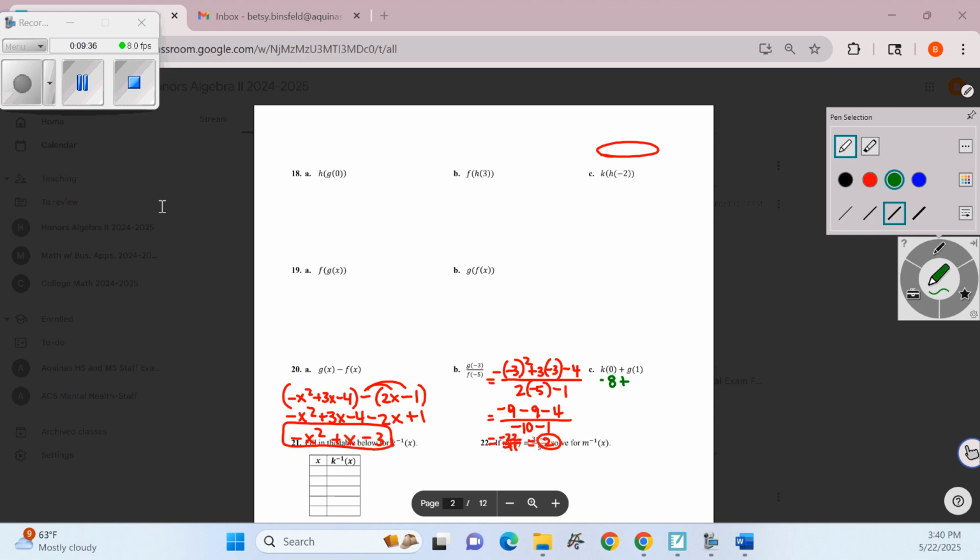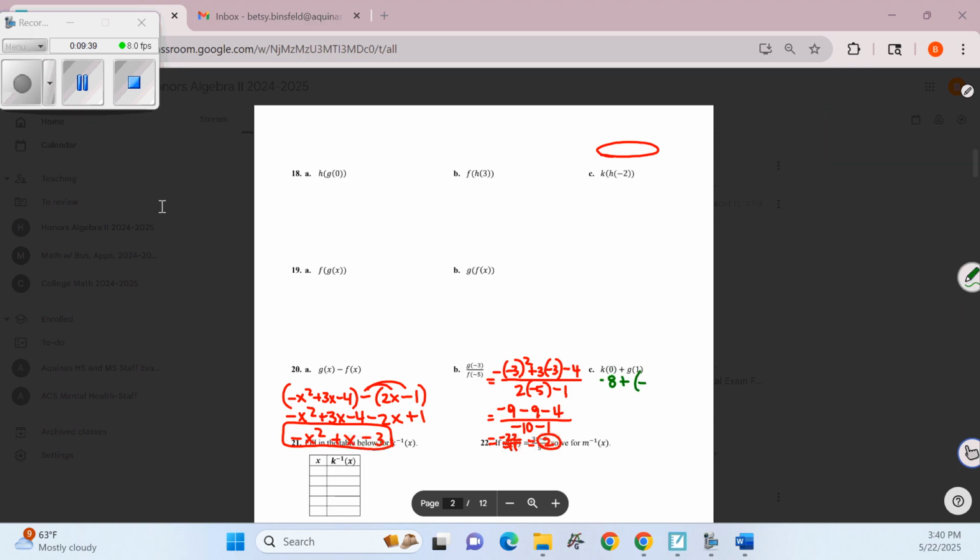Every place we see an x in g, we'll put in a 1. So negative 1 squared plus 3 times 1 minus 4. So this is k of 0, still just negative 8, and then we're going to add that 2. Let's find out what g of 1 is when we clean this all up. So 1 squared is 1, with the negative up front is still a negative 1, plus 3 minus 4. Lumping this together, negative 1 plus 3 is 2, minus 4 is a negative 2, so negative 8 plus a negative 2 is equal to a negative 10.